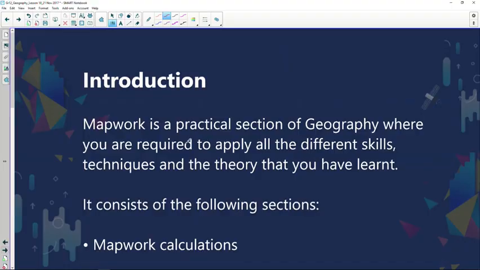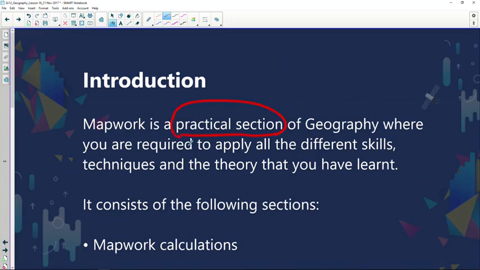Today we're going to have a look at map work. Now map work is your second paper that you're going to write during your final exam. And in order to answer a map work question, you need to take the knowledge that you've gained from your theory paper and theory content and base it on the map that we're going to use. Now map work is a practical section.